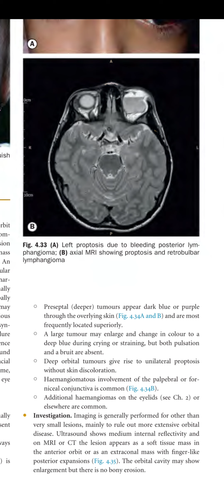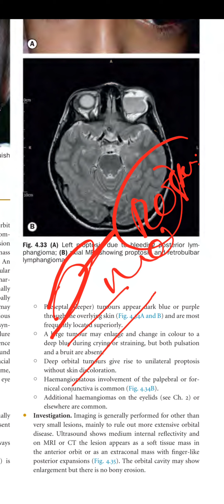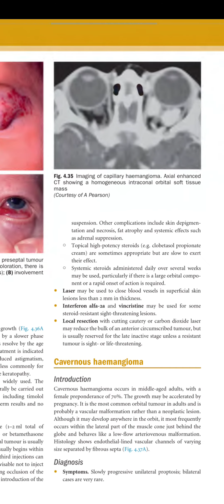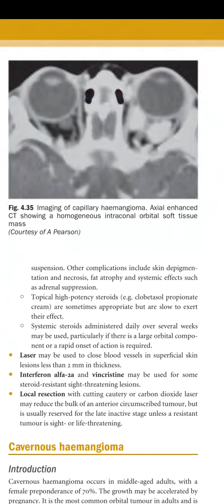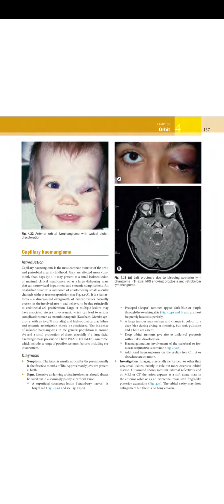Very important: it is an extraconal mass and it will have a finger-like projection, and it shows the posterior expansion, and it has a medium internal reflectivity. The orbital cavity may show enlargement, but there is no bony erosion. So you can see imaging of a capillary hemangioma, an axial enhanced CT showing a homogeneous intraconal orbital soft tissue mass. So it can be extraconal and intraconal as well. If it is extraconal, it will have finger-like expansions.